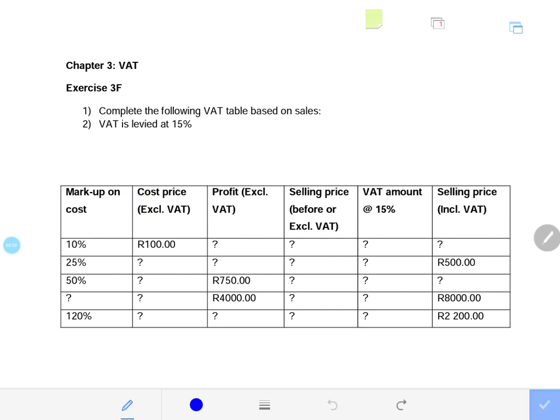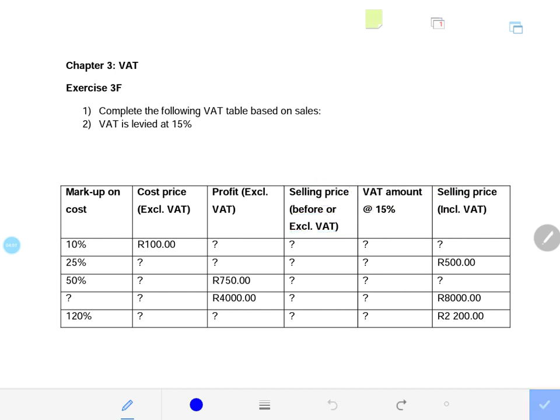So now let us take that one a little bit further. We do have our profit, and remember again, our profit excludes VAT. Then after, we are going to have what is called a selling price, and this is before, or exclude VAT, meaning how much will be our selling price before VAT has been added. Then after, we have the VAT percentage, which is 15%. That will lead us to the VAT amount. Then that will give us the selling price after VAT has been added.